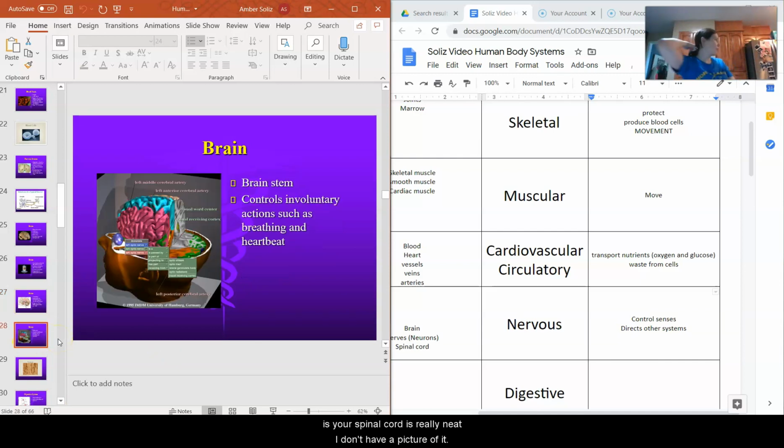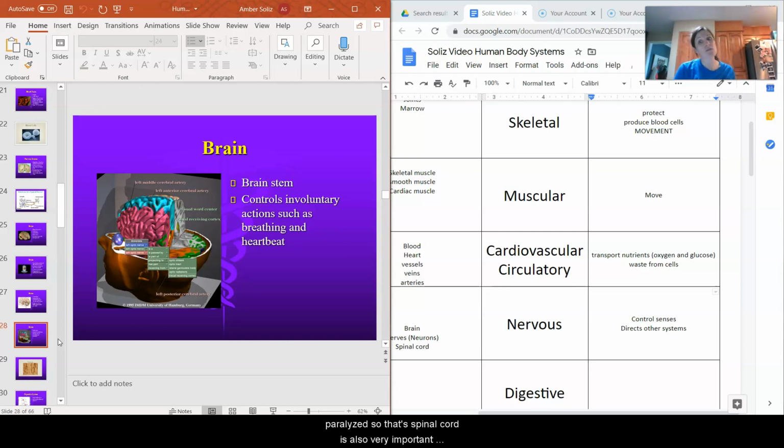The other thing is your spinal cord is really neat. I don't have a picture of it, but it is your main highway. So if something happens to your spinal cord, like maybe, I don't know, I'm playing football and I get hit and I break my backbone, but then I also injure my spinal cord. Well, now the brain will try to send messages down to the rest of the body, but that electrical connection is now broken. So if the brain's trying to send messages like move your foot, move your foot, move your foot, it can't get down to your muscle to move your foot. And so then you would be paralyzed.